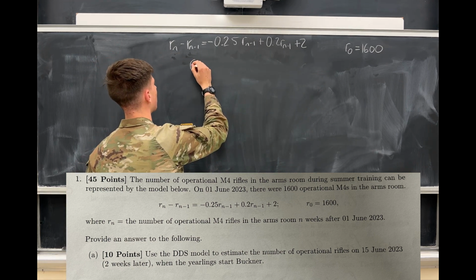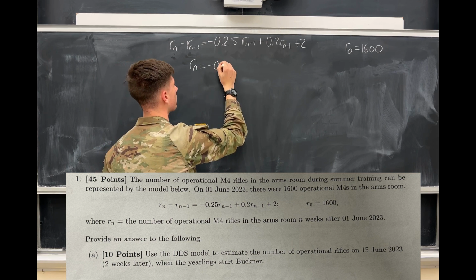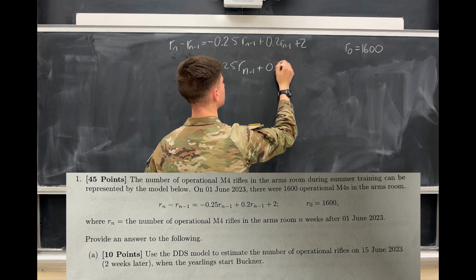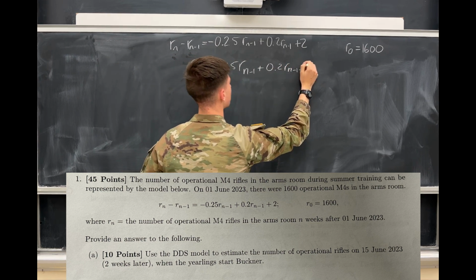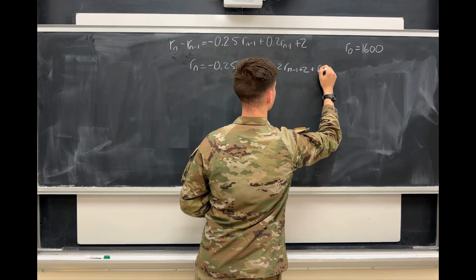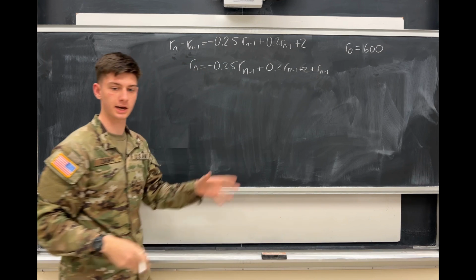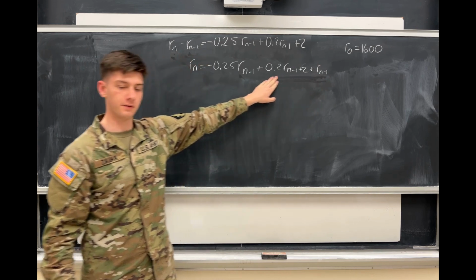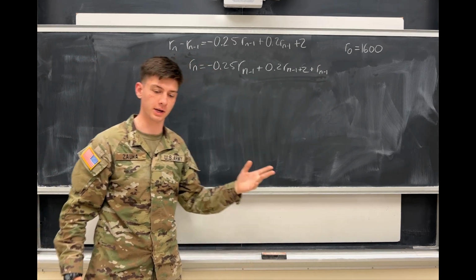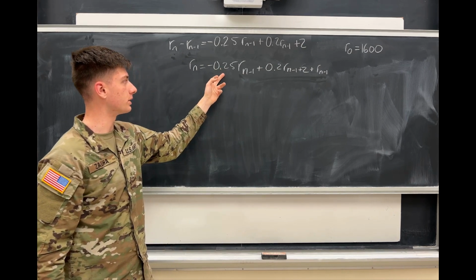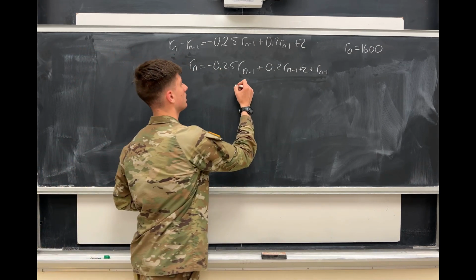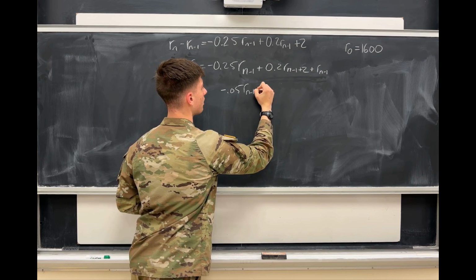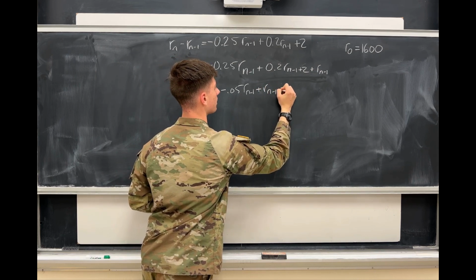What that's going to look like is R sub N is equal to negative 0.25 R sub N minus 1 plus 0.2 R sub N minus 1 plus 2 plus R sub N minus 1. Next I want to make sure I get all my like terms. My like term is the R sub N minus 1 variable on the right-hand side. I can add my negative 0.25 to my 0.2, and I'm going to get negative 0.05 R sub N minus 1 plus my R sub N minus 1 plus 2.